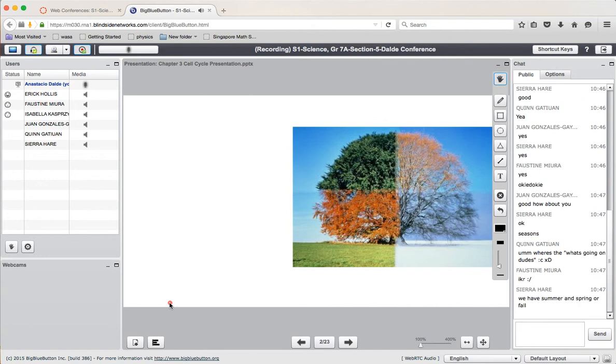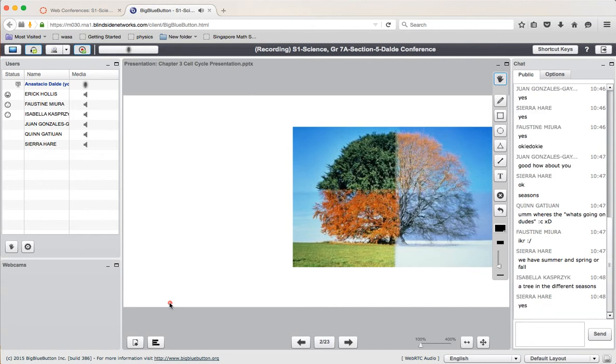And so, what do you see here? We have summer, spring, and fall. But what do you see here? This would be the cycle of a different tree, or the same tree, but at different times of the year. And this happens mainly in like Northern America and, obviously, not where we're at. But what I want to talk about is the cycle that it goes through.